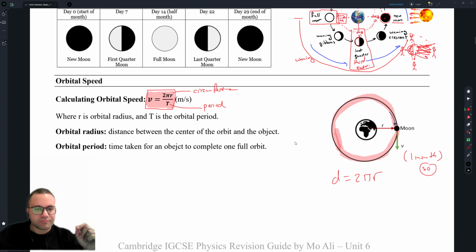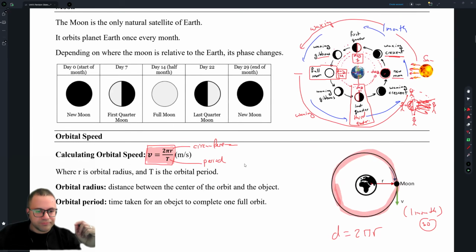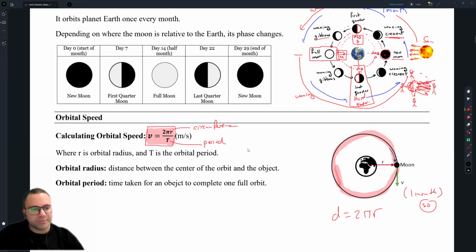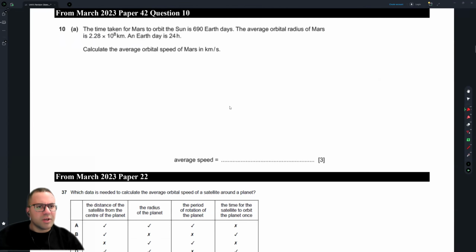And the Earth's orbital period, which is 365 days, which is 1 year. Okay? Very good. Next, let's solve a question or two.